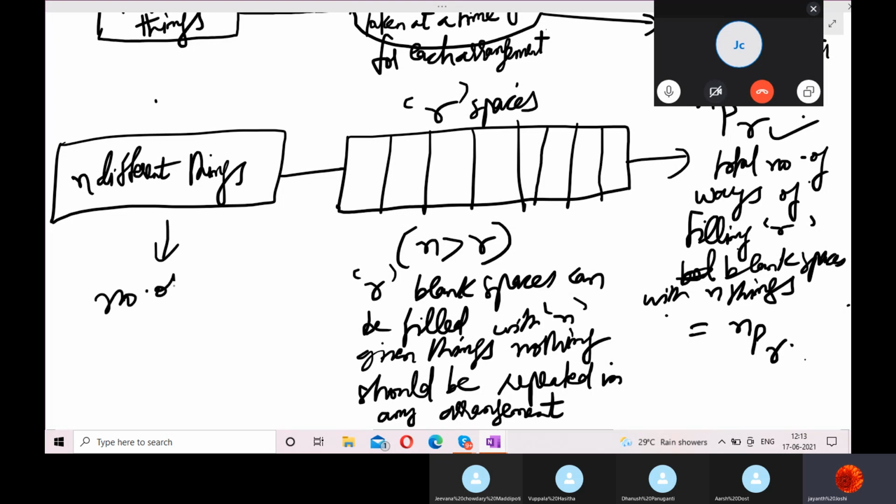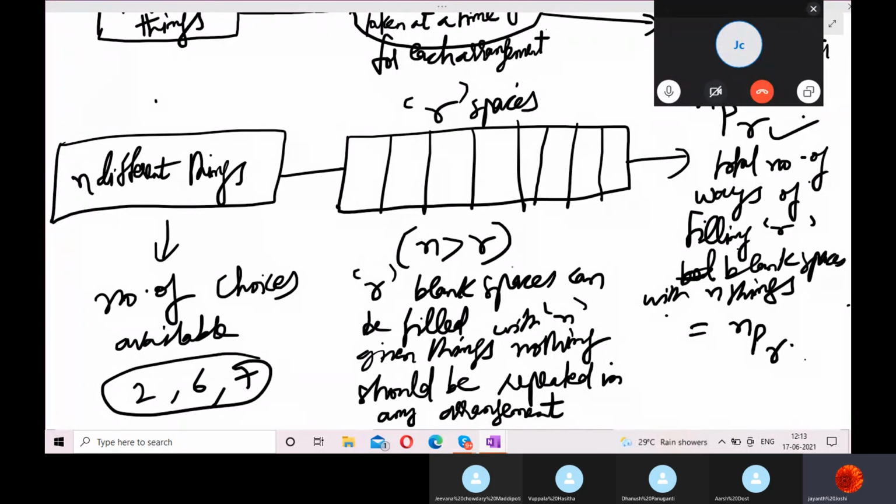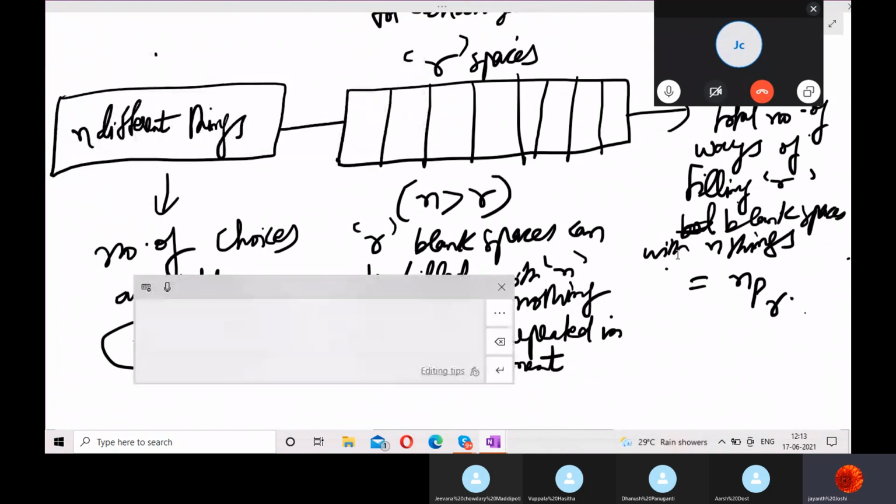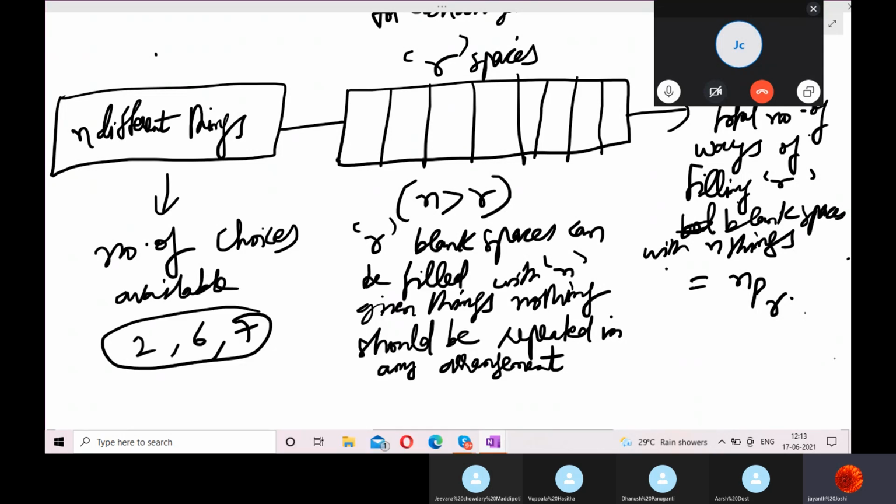Number of choices available: n different things. That means they gave you three numbers. These are the choices and you have to make 2-digit numbers. So you have the number of choices and the spaces to fill. All of you understood this concept now. Now I will give you a question and all of you give me the answer, please.